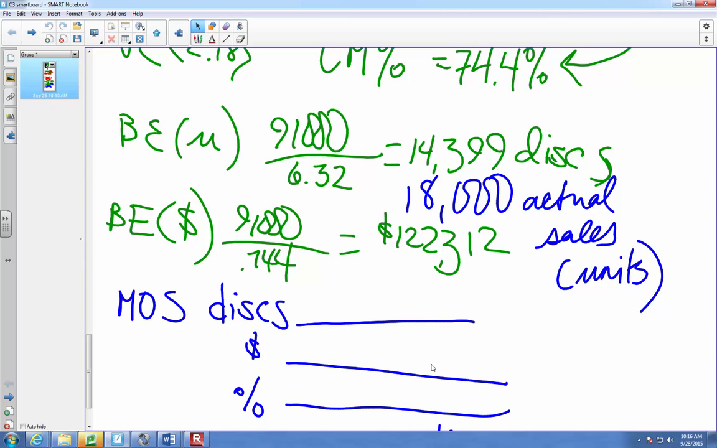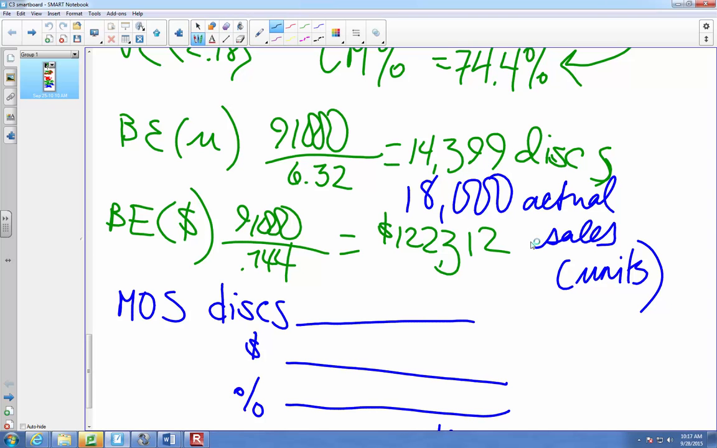And then I wanted you to finish completing my little chart here, asking what was the margin of safety in discs? Anybody? I think it was 3,601 discs, right? Which is the difference between the actual and the break even discs.